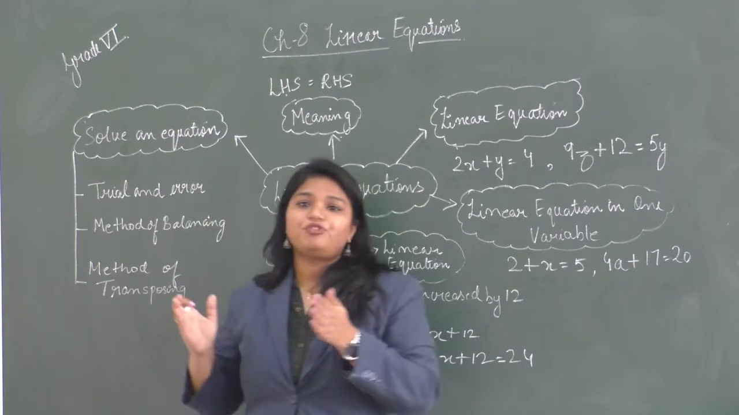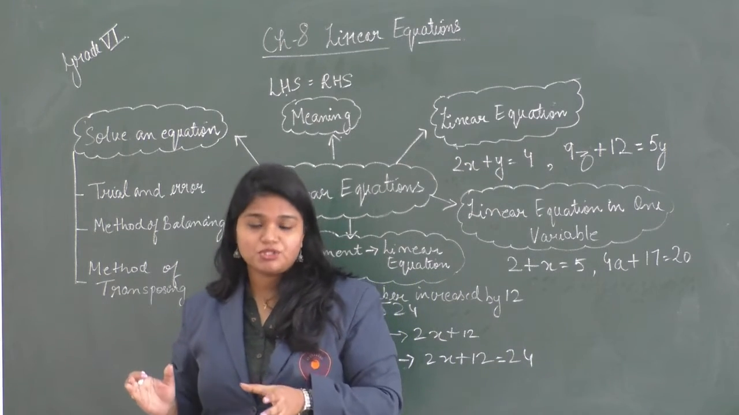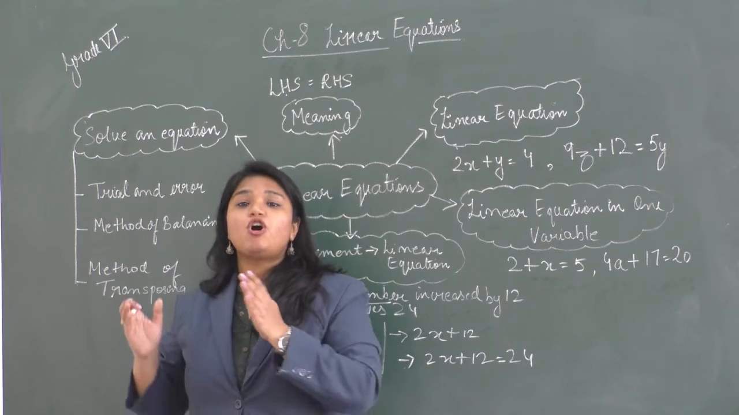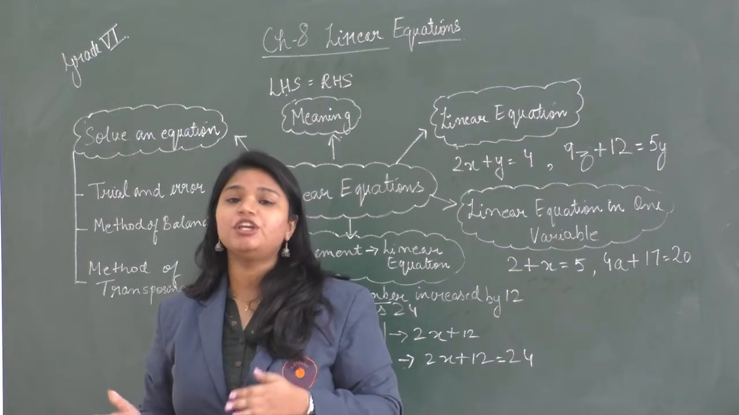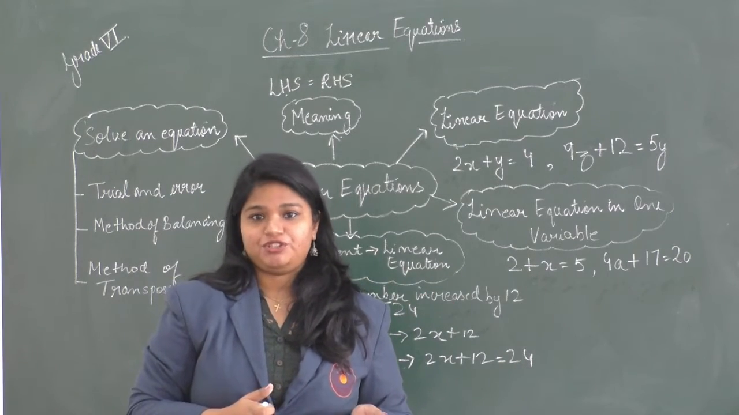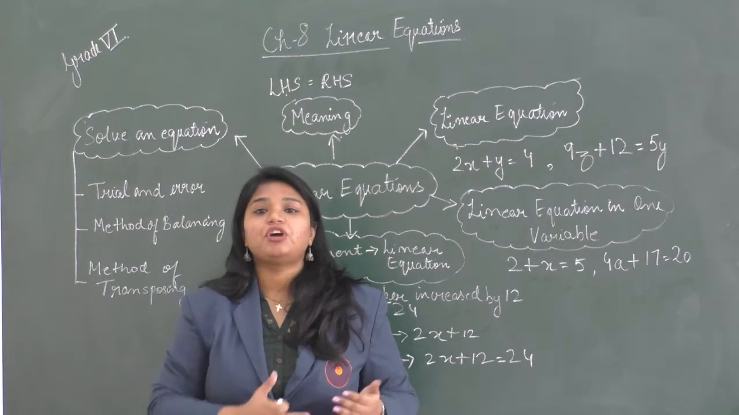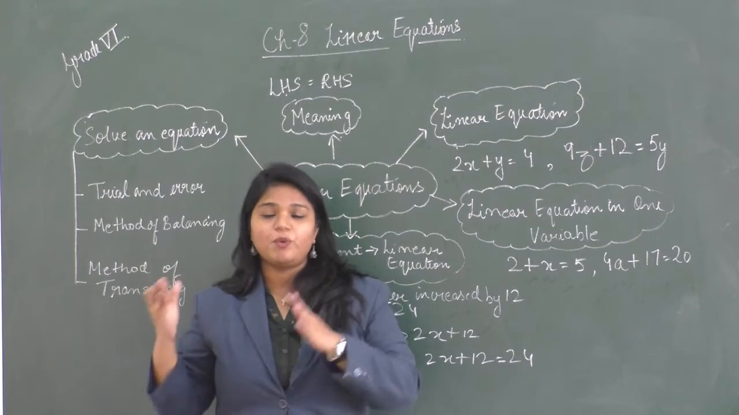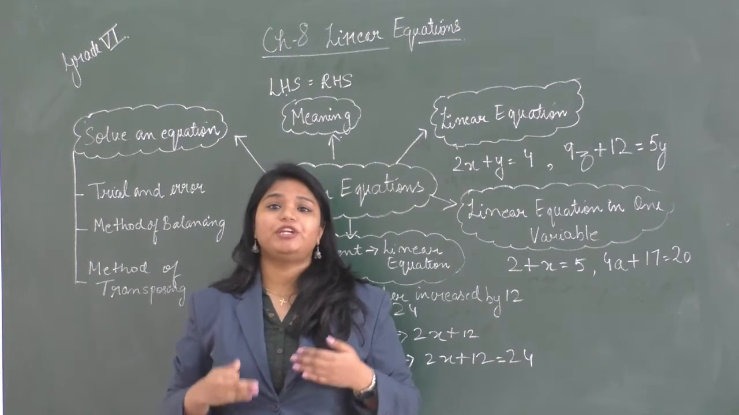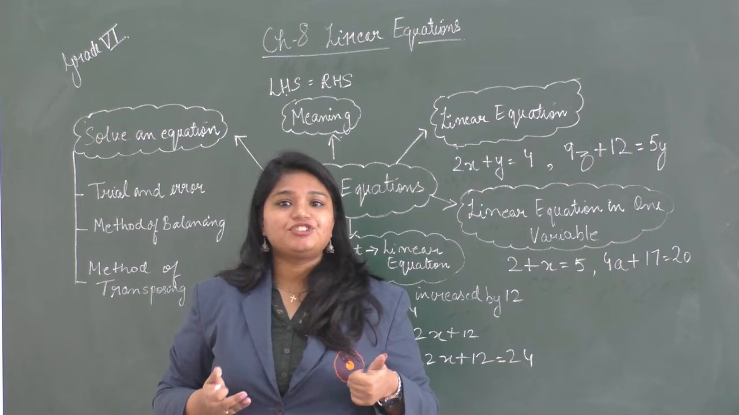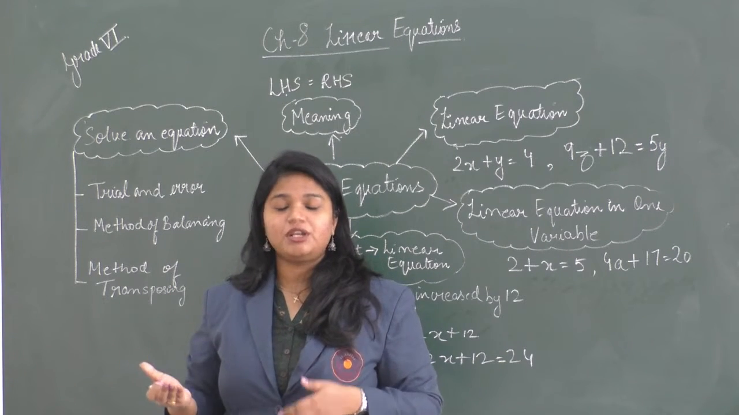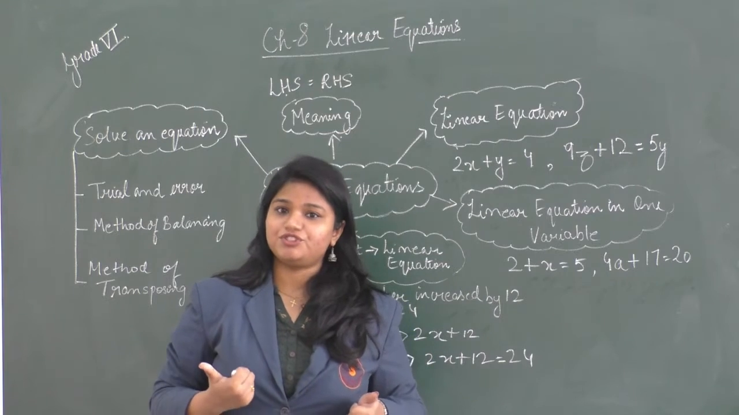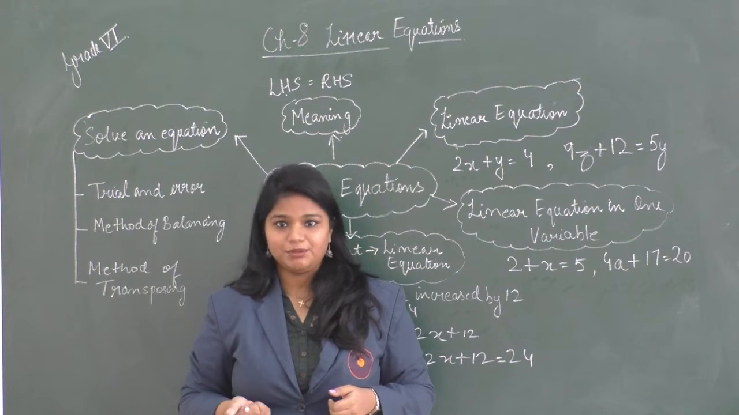The last method was the method of transposing. In the method of transposing, we transpose or shift the number or variable from one side of the equation to the other side. When you are transposing numbers or variables from one side to the other, the operation changes. Addition changes to subtraction, subtraction changes to addition, multiplication changes into division, and division into multiplication.